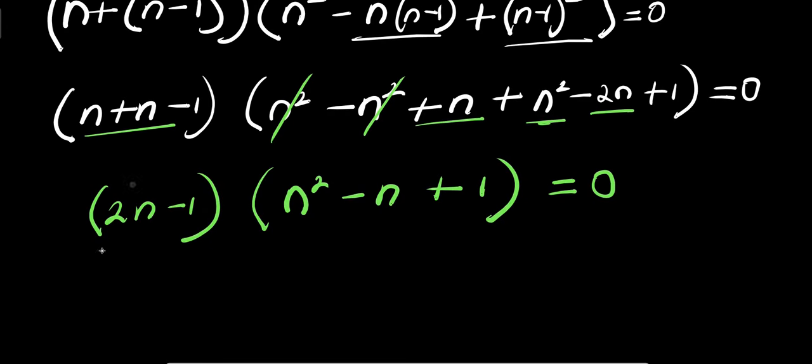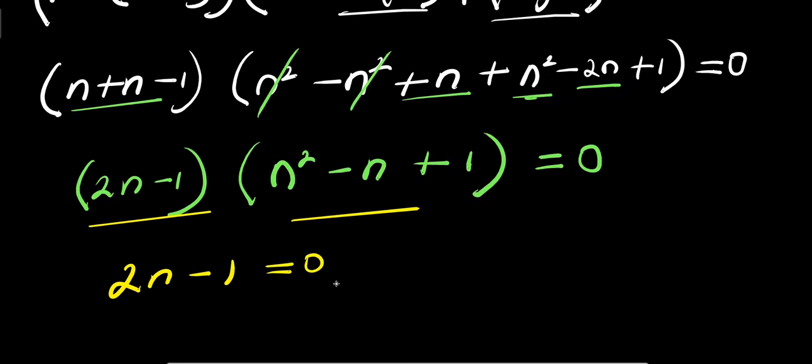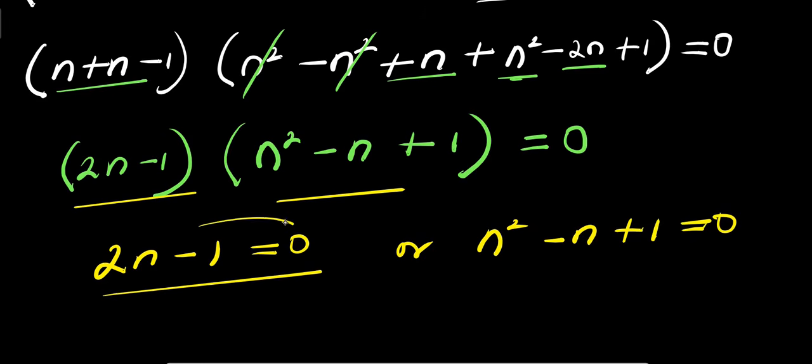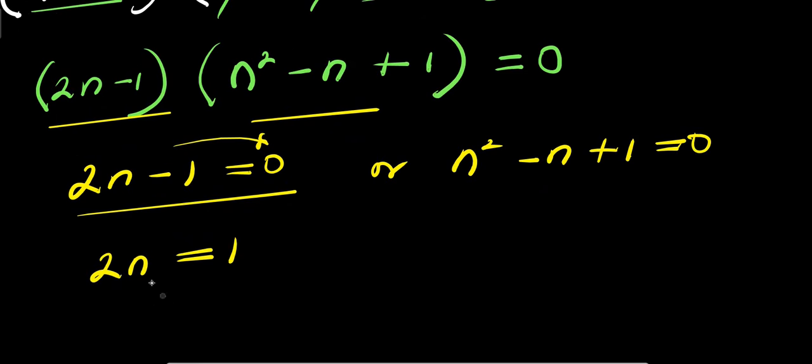So we easily equate each of these to 0. We have 2n minus 1 equals 0, and also we have n squared minus n plus 1 equals 0. If you solve this, you take this negative 1 over here. You have 2n equals 1. From here, you solve for n by dividing by 2. 2 cancels 2.